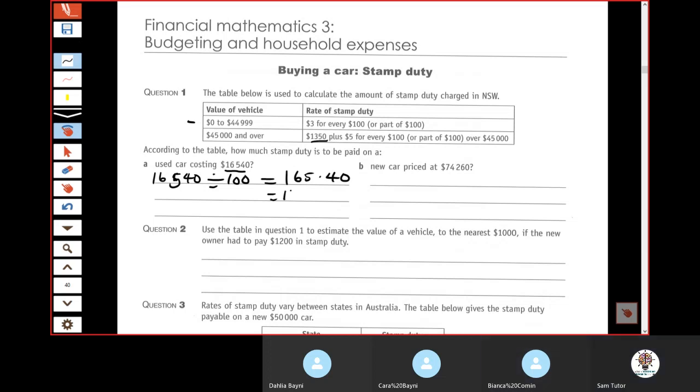And times it by $3. I'll just pause there. Does everybody understand what I've just done there? So you don't round down, even though it's 0.40. You've got to round up to the next bit. And then you get charged $498. It doesn't matter if it's a used car or a new car.